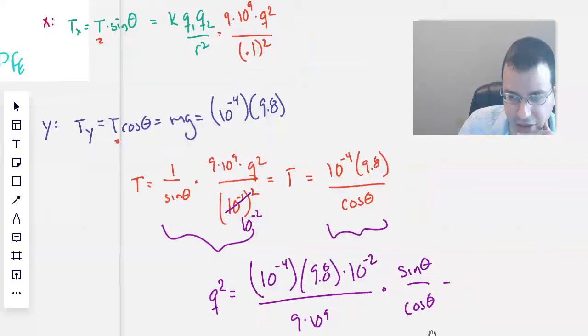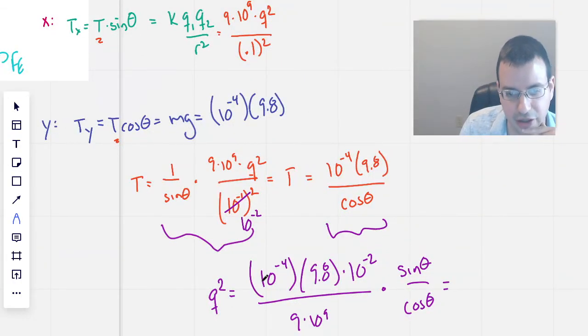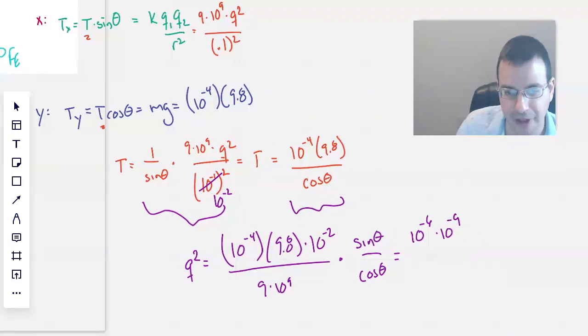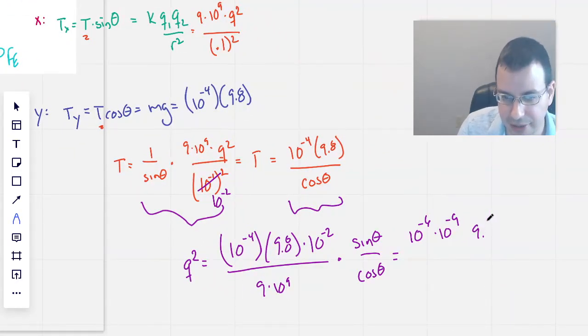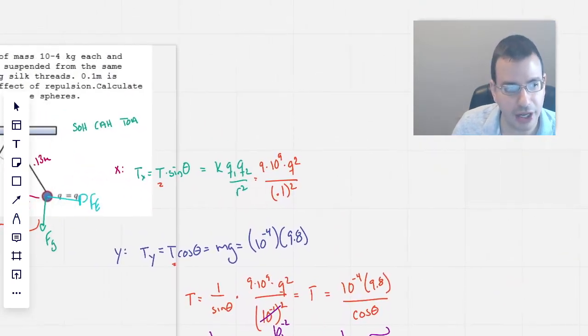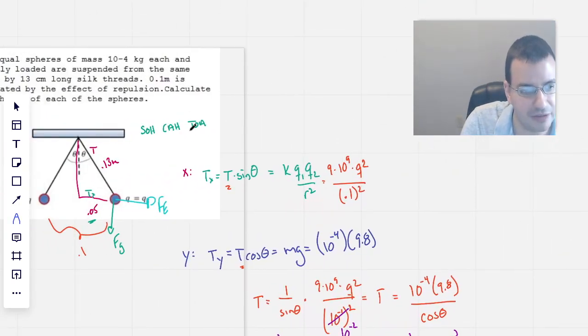Do a little bit of simplifying here. When these combine, it's going to be 10 to the negative 6. This 10 to the 9th on the bottom is going to be 10 to the negative 9th on top. And then we're going to have 9.8 over 9 times tangent of theta. Okay? And now we can go back and find our tangent of theta.